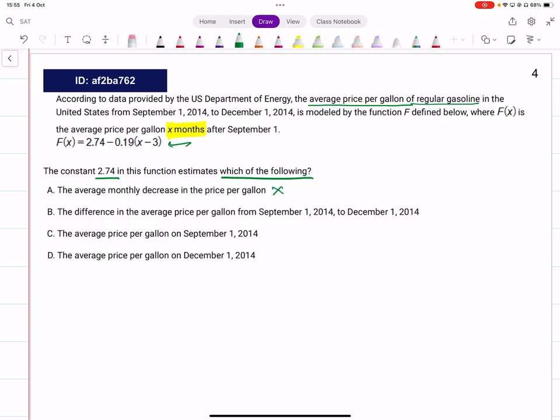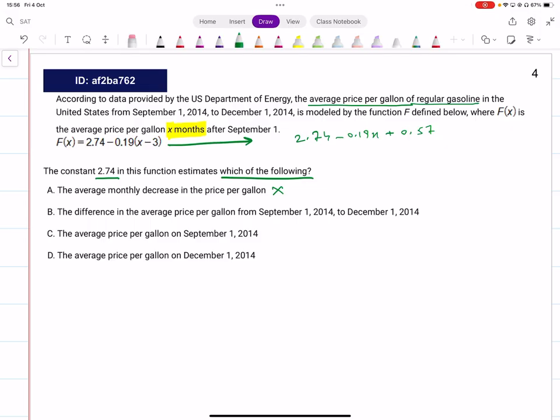Now, let's rearrange this equation a bit as well, because this is not the only constant in this equation, by the way. If you were to rearrange or simplify this, you get 2.74 minus 0.19x plus 0.57. So keep in mind, minus 0.19 is the gradient, yes. This is not the only constant, by the way. There is also another constant being added there. So don't assume that it's the starting point. It's not the starting point.